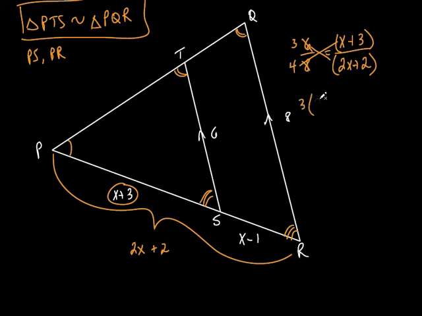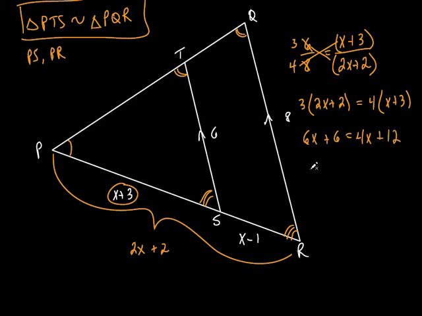It's 3 times 2x plus 2. Now again, I know a lot of you guys can do that distributive in your head right now, and that's perfectly fine. I'm just writing down everything so you can see what we're doing. So it's 4 times x plus 3. And now we just do the math and we solve for x. So let's do that quickly. That's going to be 6x plus 6 equals 4x plus 12.